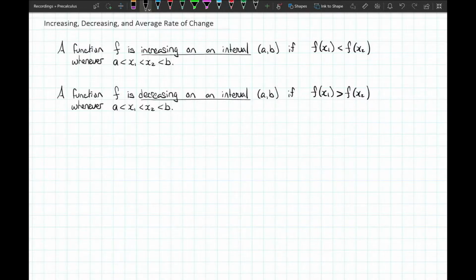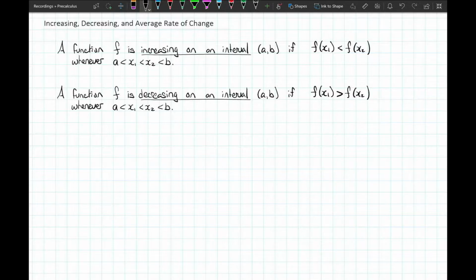For increasing, we say a function is increasing over an open interval from a to b. That's not including endpoints, by the way. If f of x1 is less than f of x2. Now, here's the important part. x1 and x2 are between a and b, and x1 is less than x2. Now, exactly the same order here.